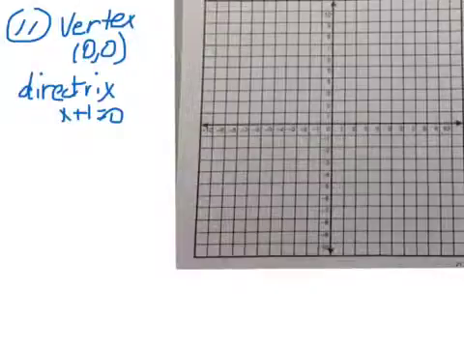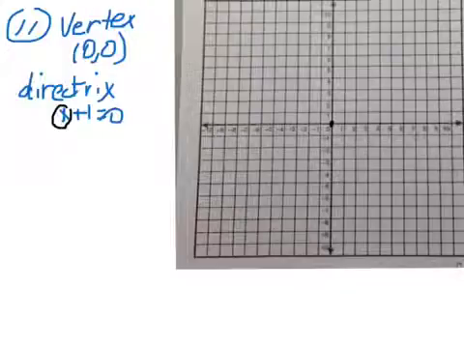In problem number 11, we have a different kind of parabola than we've seen in the previous example I did on the video. This one, if you notice, let's go ahead and graph the vertex. It's at 0, 0. And it has a directrix at x plus 1 equals 0. Well, a directrix is either going to be a horizontal line or a vertical line.